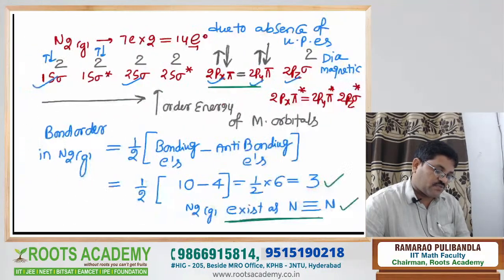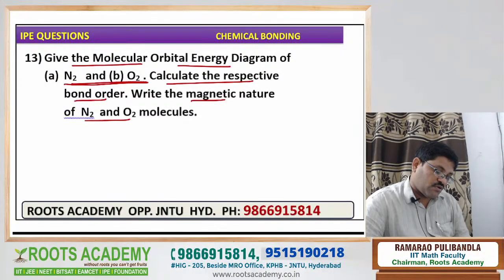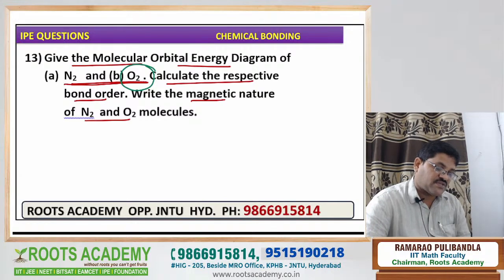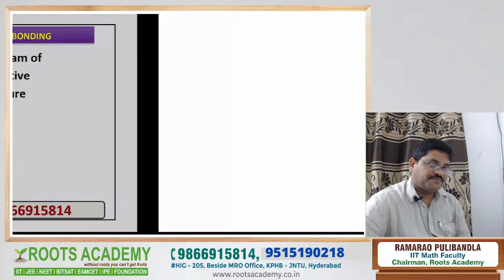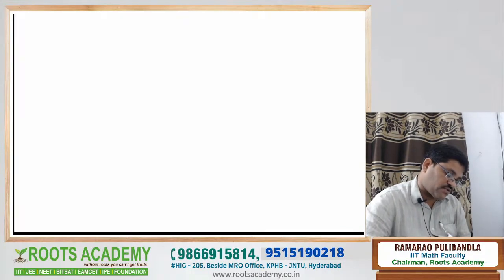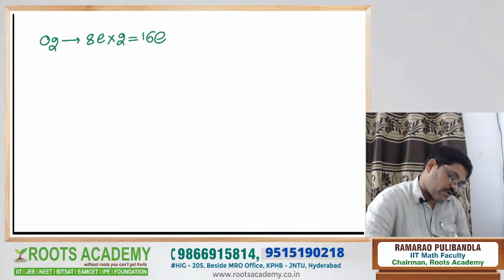And now go for the next example: the molecular orbital diagram of O2 gas. Again, the same explanation for the O2 gas. See, for the O2 gas, what do you write? The oxygen atomic number is 8. That means 8 electrons into 2, that is equal to 16 electrons. From that, what do you write?